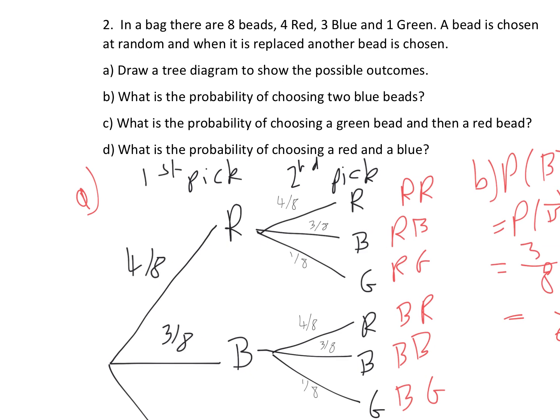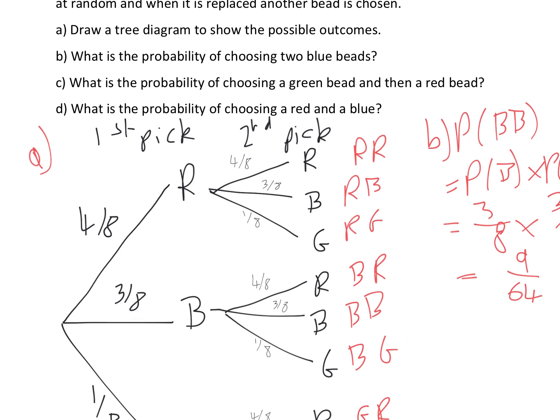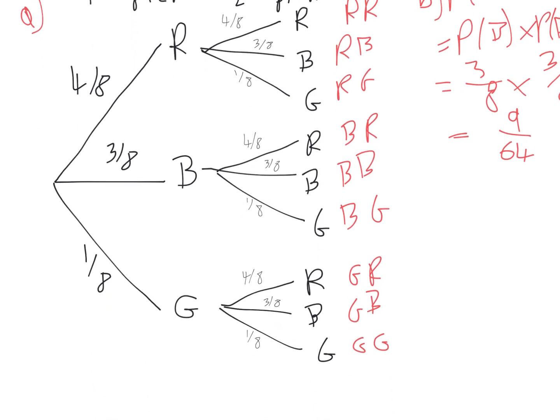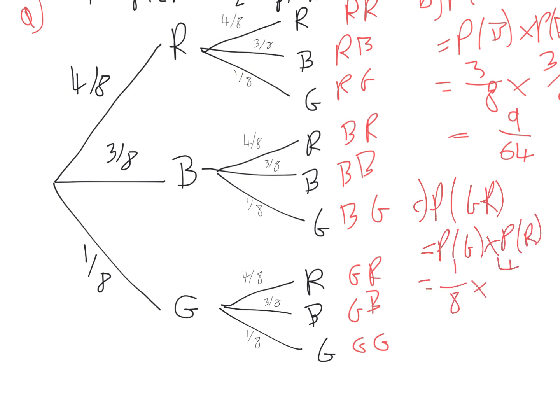Okay, part C. What is the probability of choosing a green bead and then a red bead? A green and then a red. So green and then a red is having to follow this one and then following here. So this one here. So part C is the probability of green and then red, which is the probability of green times the probability of red. Green is 1/8, red is 4/8. So you get 4/64, or 1/16 if you simplify it.